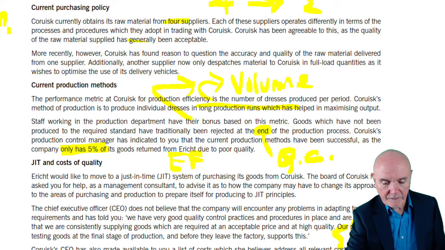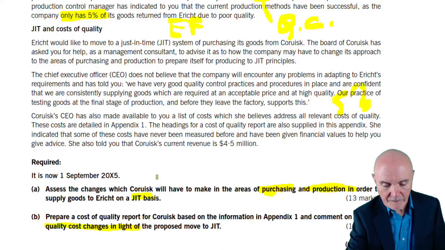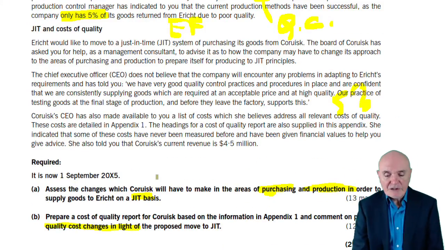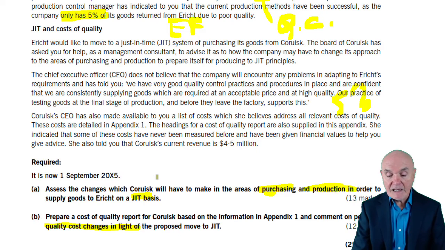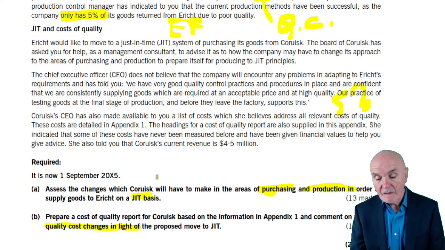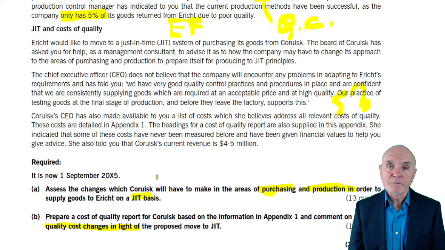Doesn't say anything about their IT. Okay, so it says changes which they'll have to make in the areas of purchasing, production. So let's say production first. They will have to have flexible production.